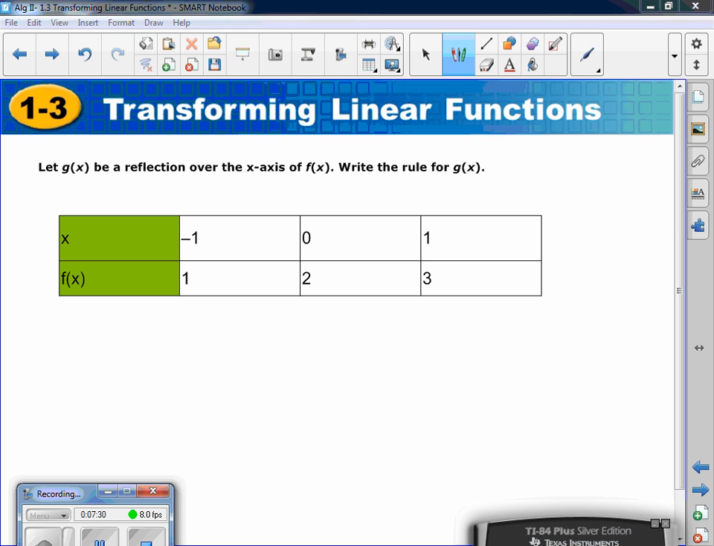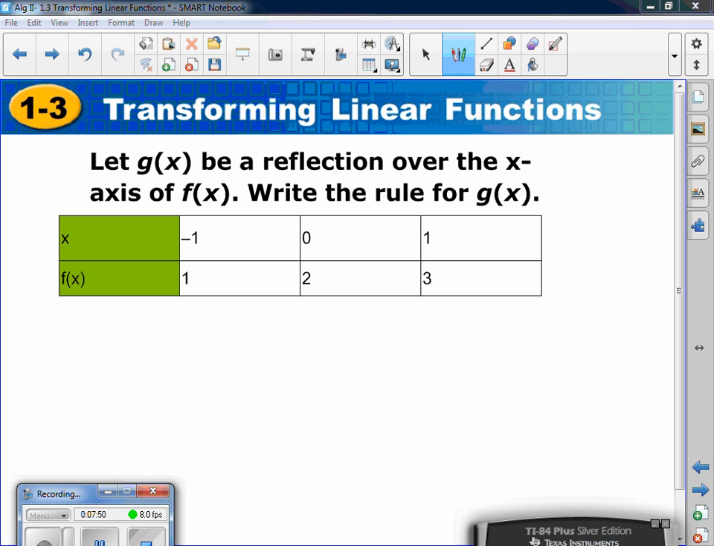You're not always given the function. Sometimes you're given a data set. And it's saying up top that you have the function of x. Here, we want to take a reflection over the x-axis. So first thing we need to do is create a function. When we're talking about functions, we need to find a slope and an intercept.